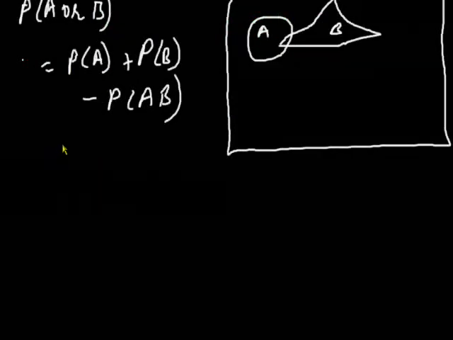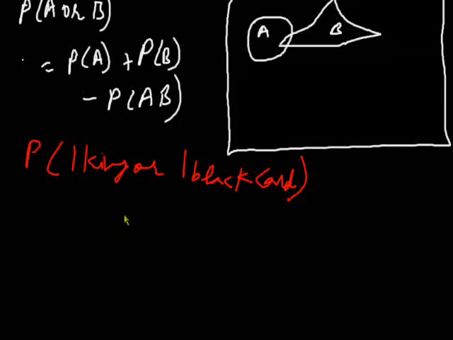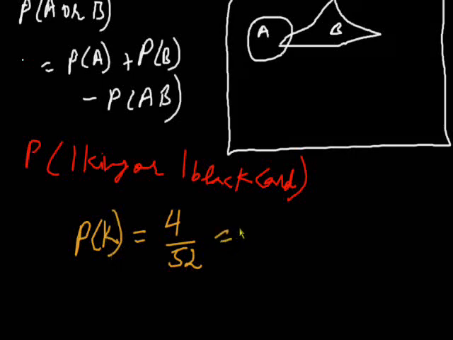For example, you want to calculate the probability of one king or one black card. At that time, in 52 cards, the total number of kings is 4. Divide by 52. This is the probability of king, which is equal to 1 divide 13.